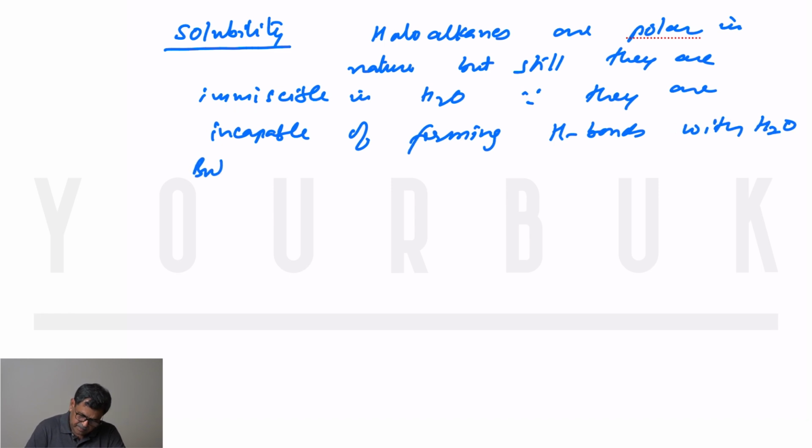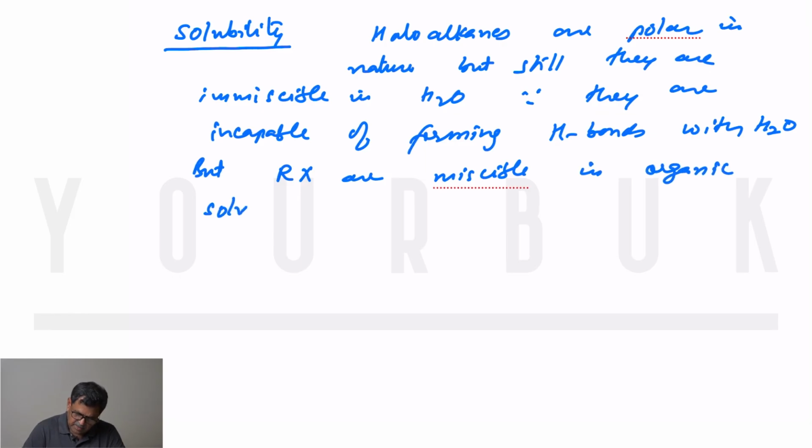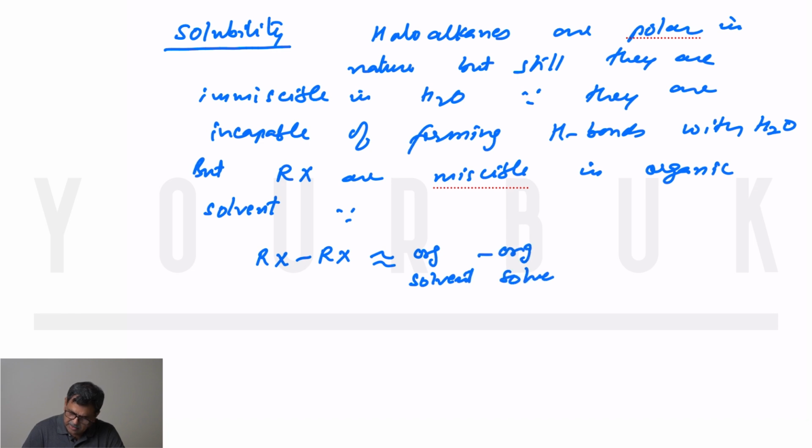But haloalkanes are miscible in organic solvents. They are soluble in organic solvents like benzene, carbon tetrachloride, because the interactions between haloalkane and haloalkane are almost the same as the solvent interactions, organic solvent and organic solvent. These interactions are almost the same as the interaction between the haloalkanes and organic solvent.